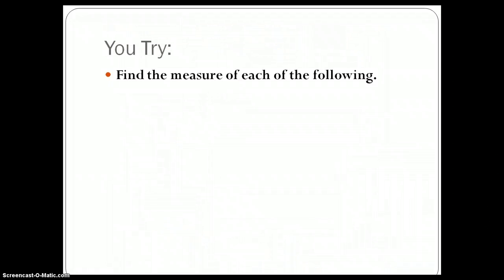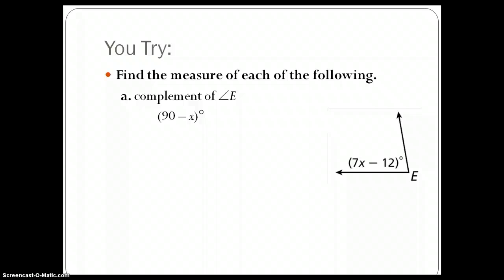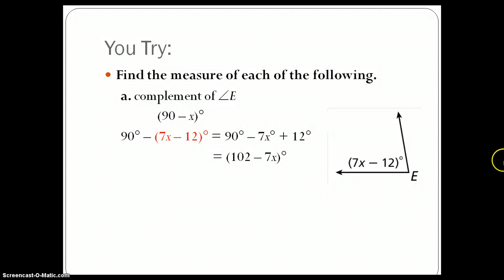Now you try. Find the measure of each of the following. We want the complement of angle E. Did you work it out by subtracting 7x minus 12 from 90 degrees? You should have gotten 102 minus 7x degrees.